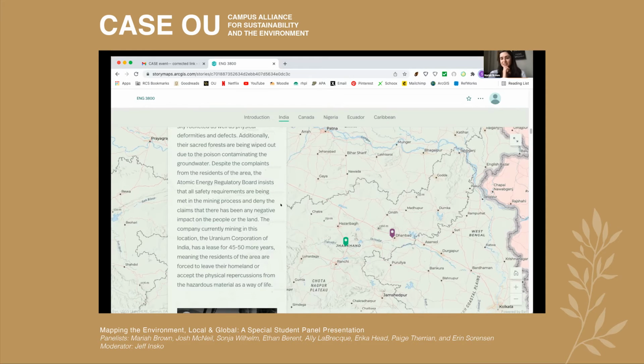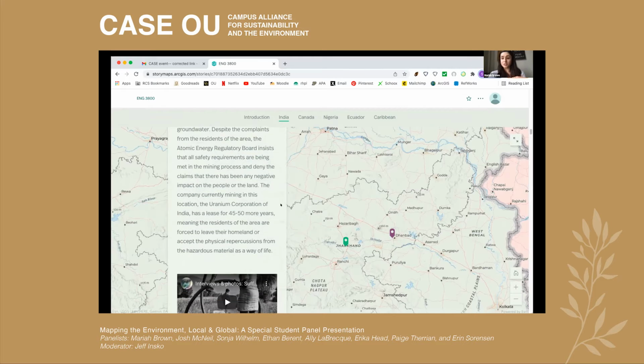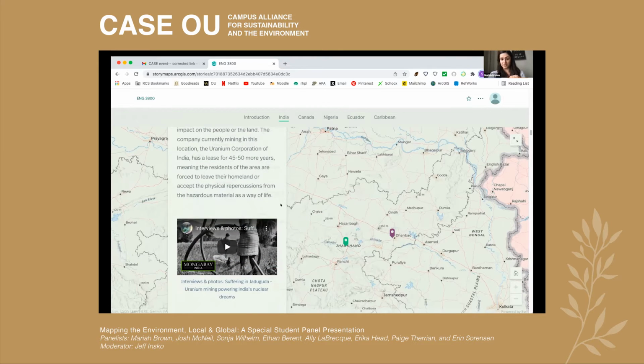They essentially just deemed that there's no evidence to support the claims of the people in the village. The Uranium Corporation of India has a 45 to 50-year lease in this area, so they will be mining here for a pretty long time, or until they feel they've run out of uranium to mine, at which point they are not responsible whatsoever for cleaning up any of the destruction that they caused. And they're also expected to build more mines in the future, meaning that this is just going to continue to be a problem.